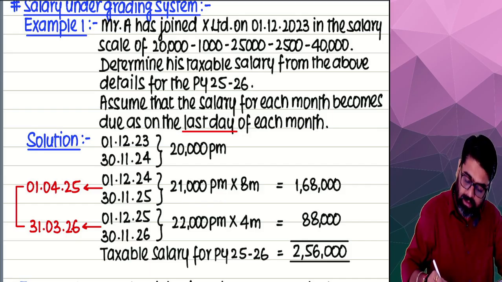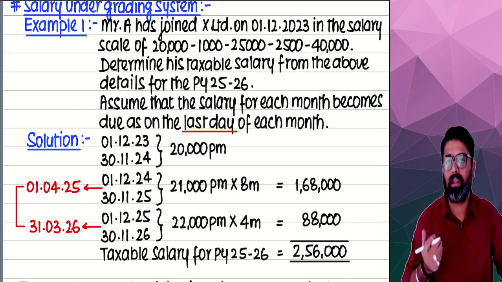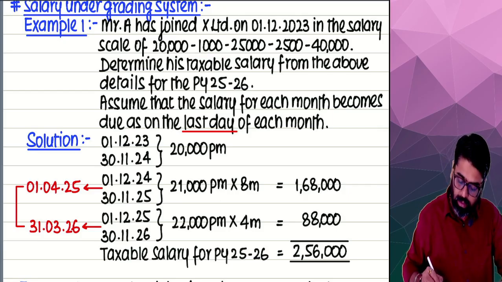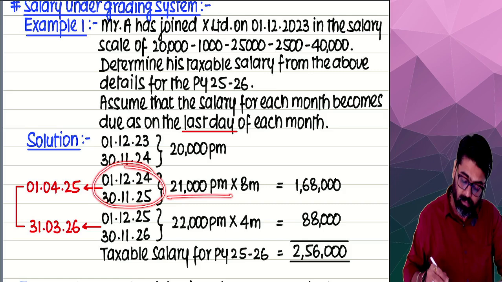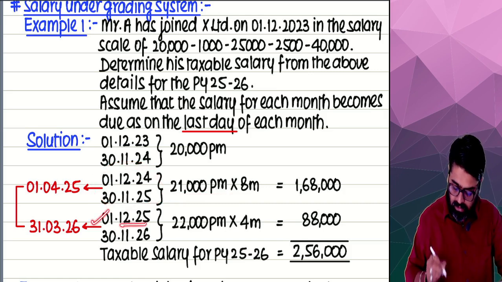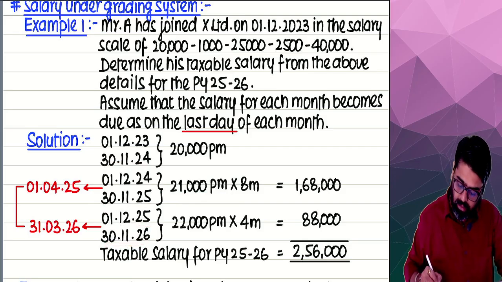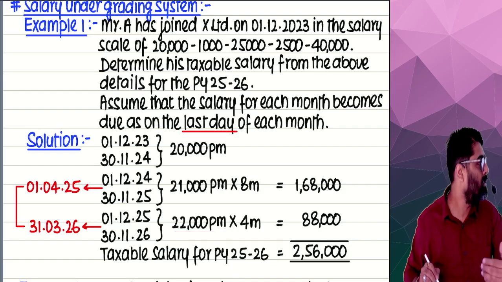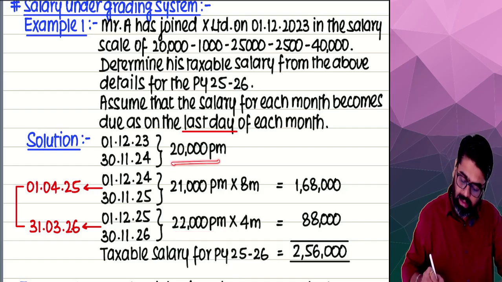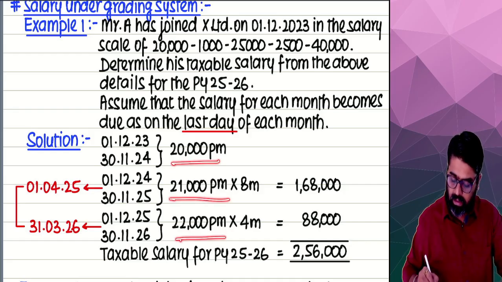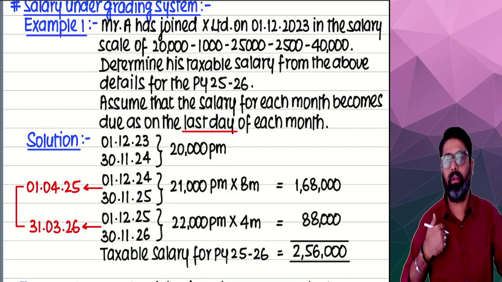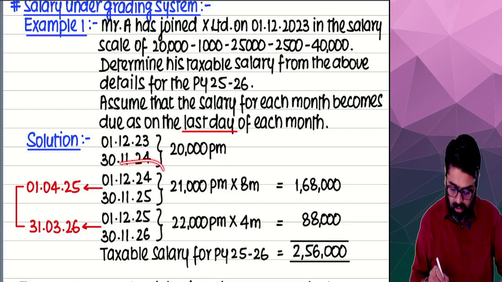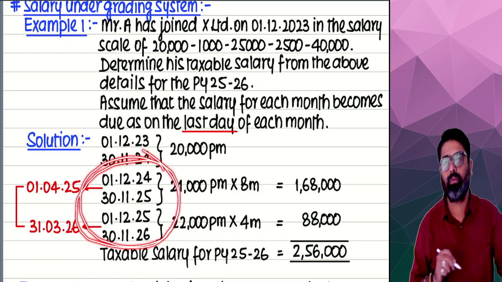21,000. Why? Because there is an increment of rupees 1,000 in the monthly salary. So 21,000 for the second year. Now the third year of service will start from 1st December 25. From 1st December 25 to 30th November 26, he is going to get 22,000 per month, a 1,000 increment. So 20,000 in the first year, 21,000 in the second year, and 22,000 in the third year. I don't want to go beyond that because my previous year 25-26 will be covered between these 2 years of service.